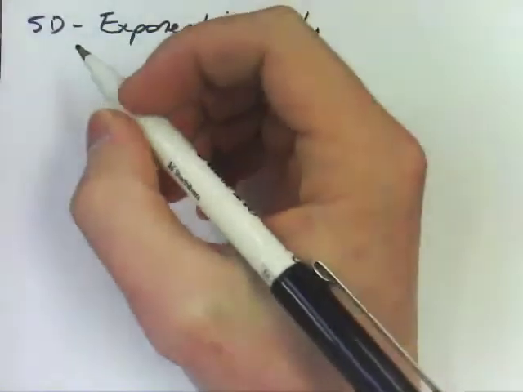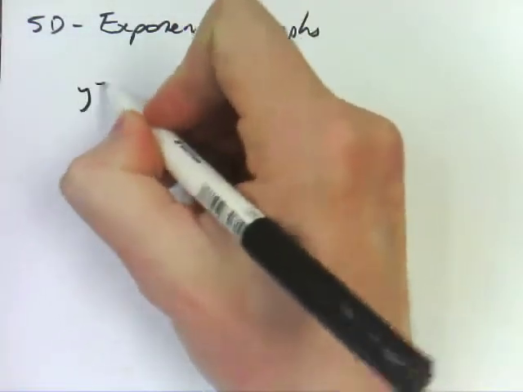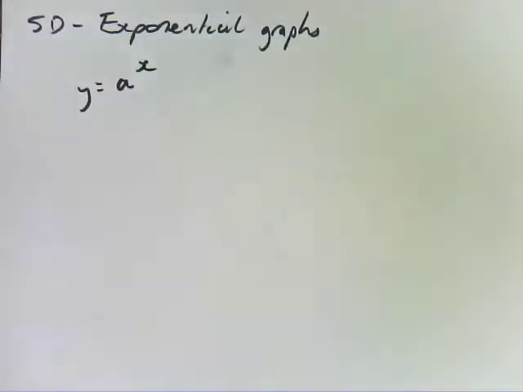Alright, exponential graphs are of the form y equals a to the x. Okay, and we're going to do the same things we did for all those other graphing equations here. So you can reflect them, you can translate them and all that sort of stuff. So you need to work out your base shape, and there are two base shapes.